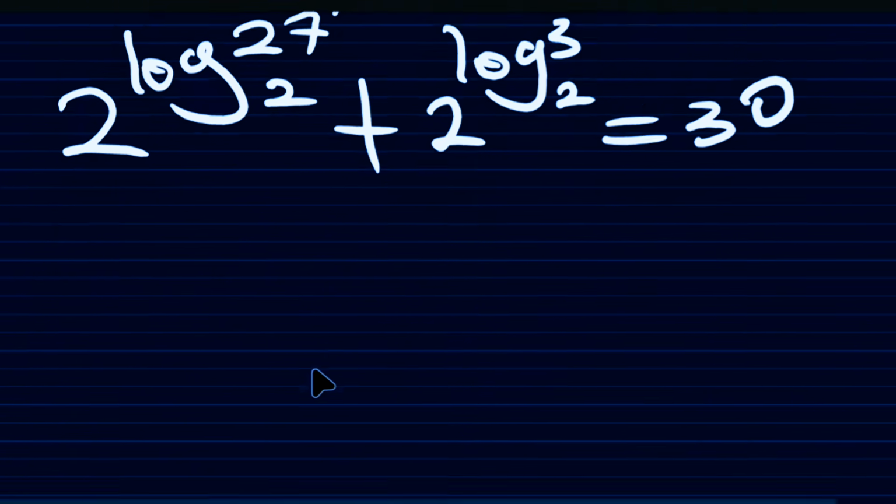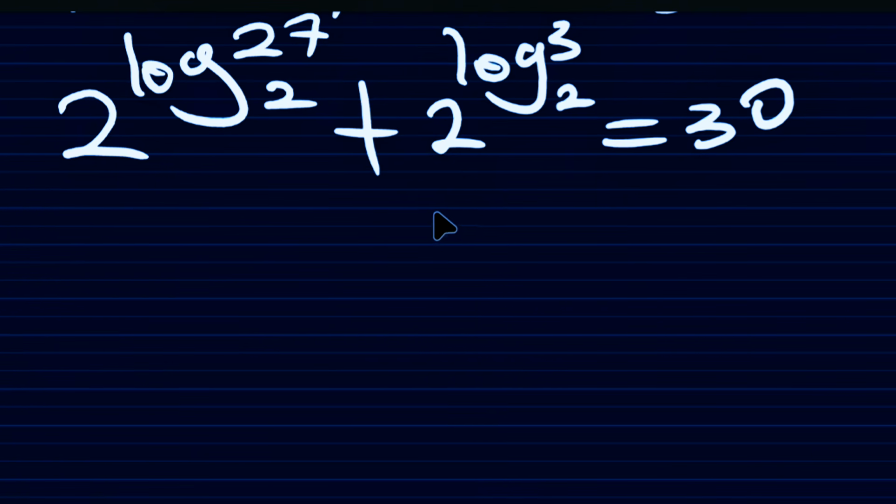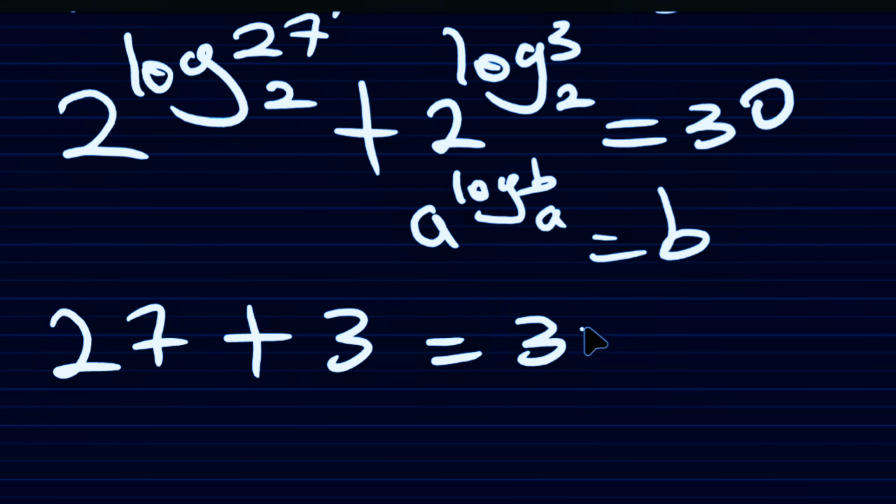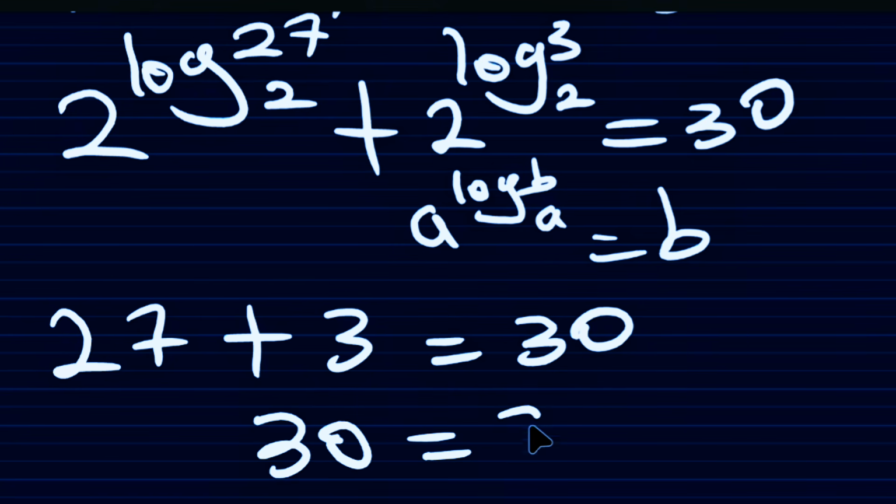Now if we apply this log rule, if you have a^(log b base a), this equals b. If we apply this rule on the left hand side, we are going to have 2^(log 27 base 2), we are left with 27, plus 2^(log 3 base 2), we are left with 3, and this equals 30. Now 27 plus 3 equals 30, and this equals 30.